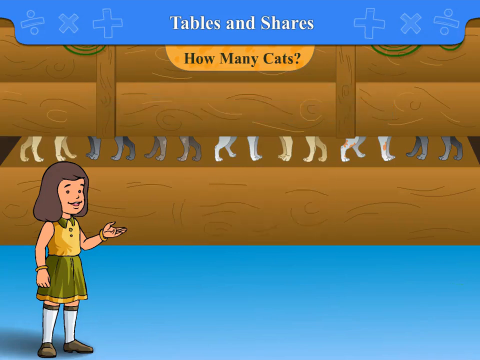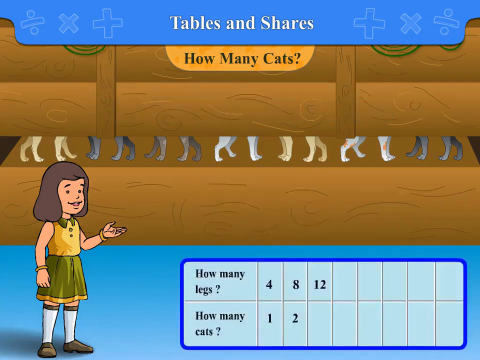A table is given here. In the first row, the number of legs 4, 8, 12 and 5 empty boxes are given. In the second row, the number of cats, that is, how many cats, is given. First and second are given in the first 2 boxes. The remaining 6 boxes are empty.